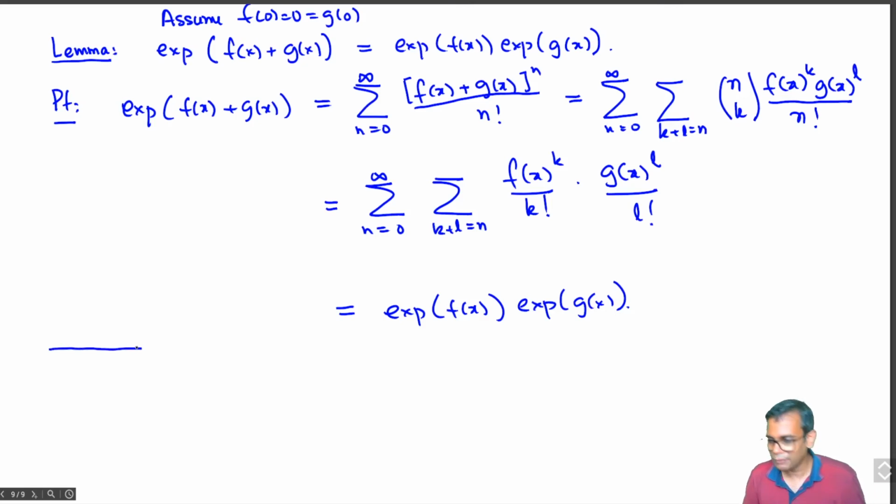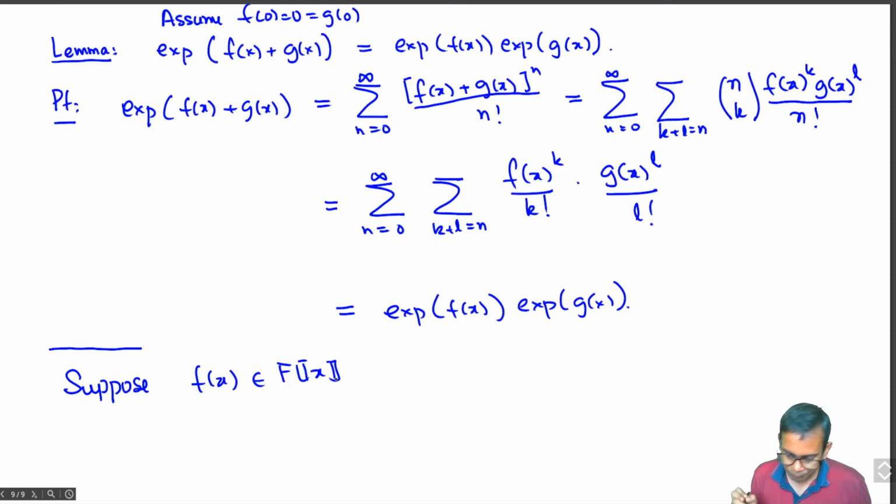Okay, now I want to define the log of a more general class of functions. So note that if you take any function such that f of 0 equals 0, then its exponential will always have constant term equal to 1. And so if we want to take the log, we should expect that the function that we are taking should have constant term equal to 1. So suppose f(x) in formal power series is such that f of 0 is equal to 1.